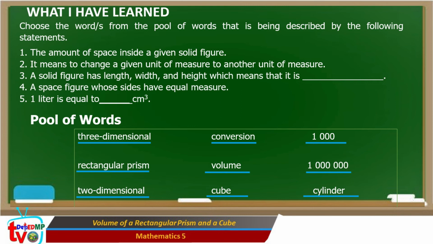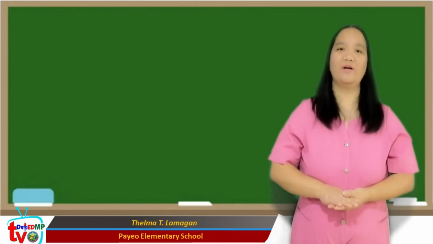Check your answers. 1. Volume. Number 2. Conversion. Number 3. 3-dimensional. Number 4. Cube. And number 5. 1,000. Very good if you got 5 correct answers. For those with mistakes, review your answers and solutions. Let's proceed to what I can do on page 11.